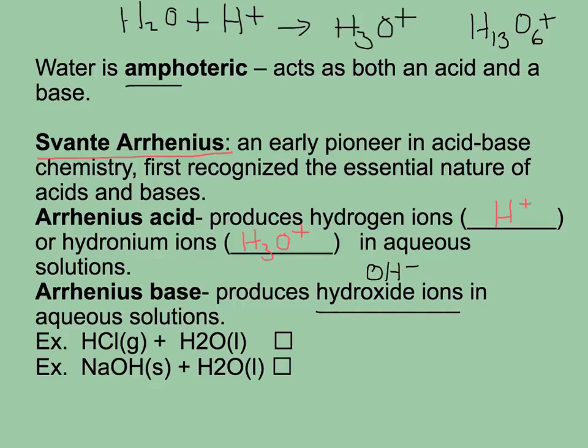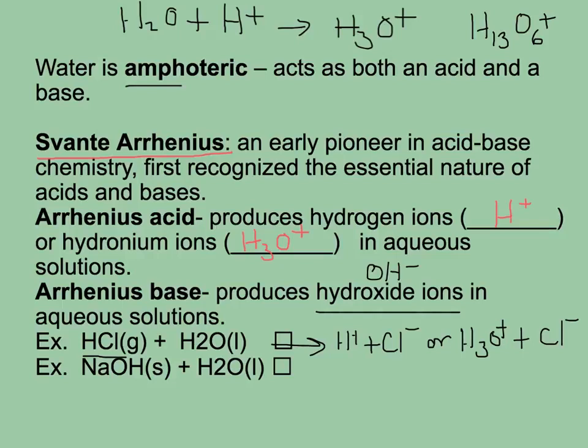So let's look at an example here. HCl, we normally would consider this an acid, and we think of it as an Arrhenius acid because when you put it in water, it gives off H+ and then Cl-. Or, you can also write it as H3O+ and Cl-. So as long as you see an H+ or an H3O+, that means it's an acid.